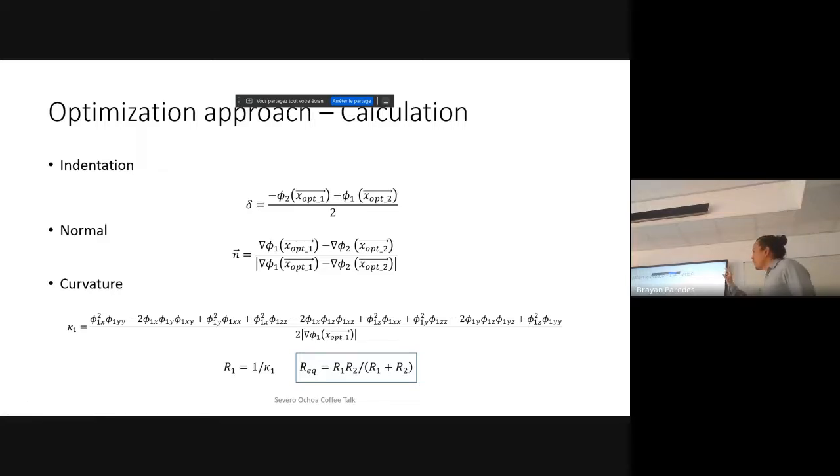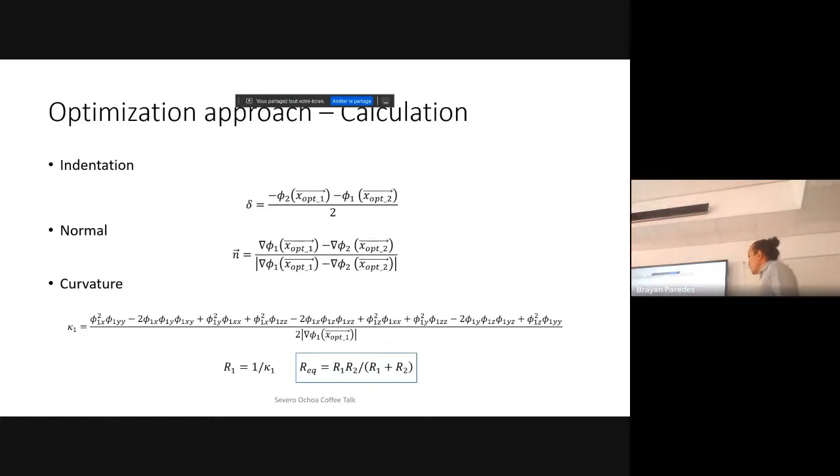In the literature, there are slight differences in calculating this. Some use just one point, others do an average, the same for the normal. But we see that this is numerically more stable. So for the normal, we calculate the gradient of each one, and as we need a unit normal, we divide by the norm.